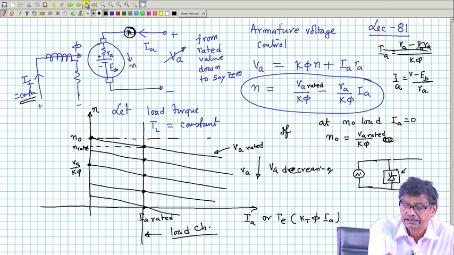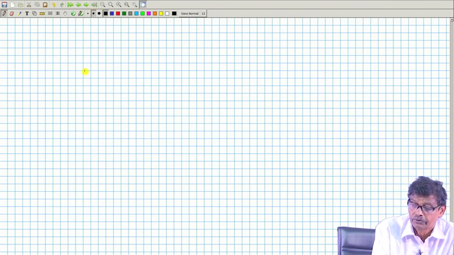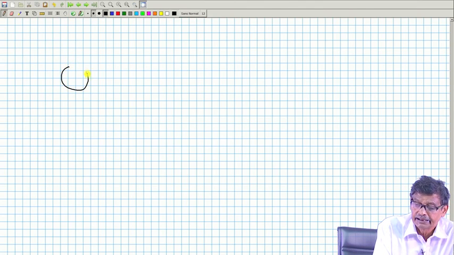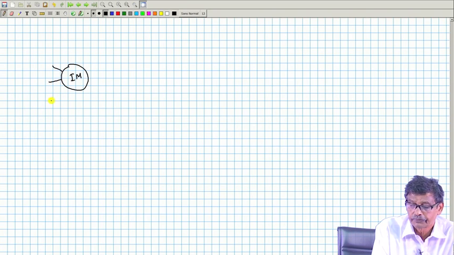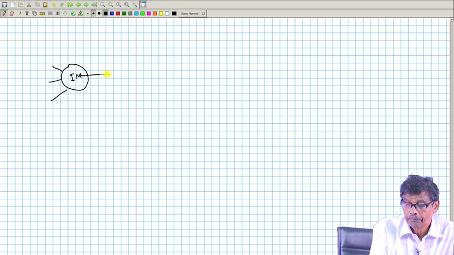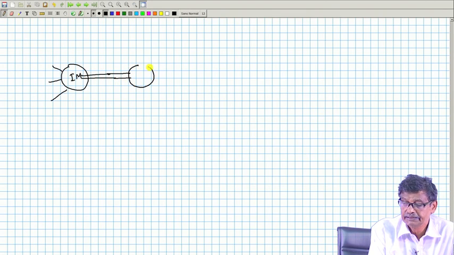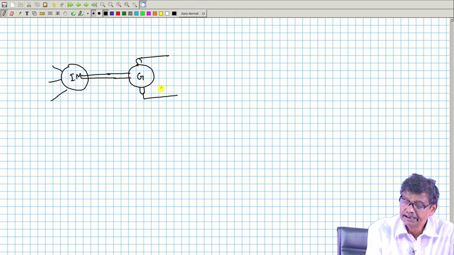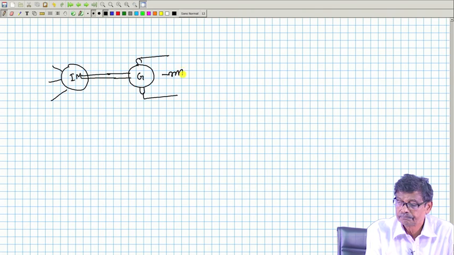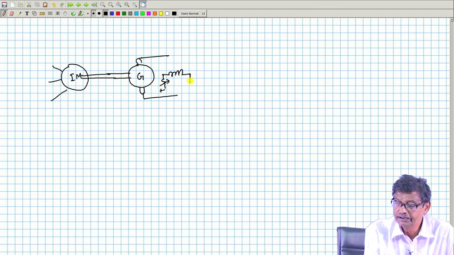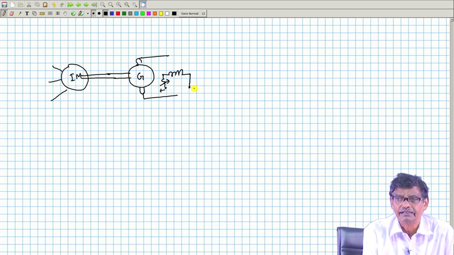So, this I will just draw in a block diagram. So, what you do, you connect a 3-phase induction motor, couple it to a DC generator and make it separately excited. Its field current you will be able to vary. Got the point? The idea is very simple.